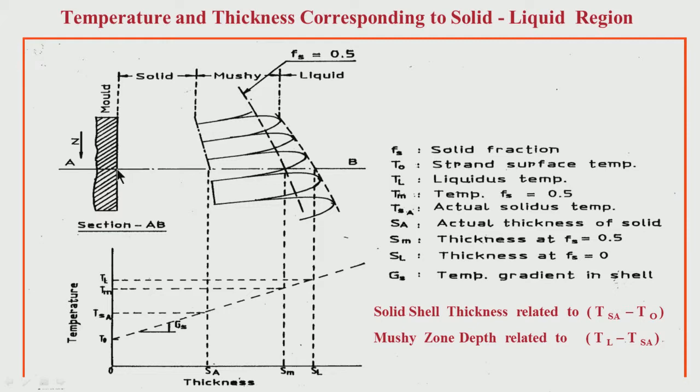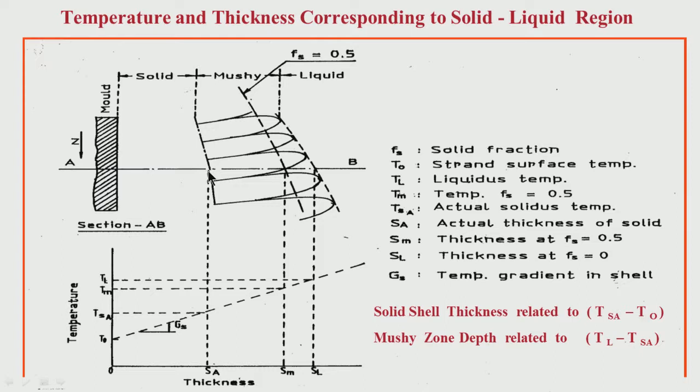Since this temperature is more or less constant, because it is the surface temperature, it depends on the temperature of the mold, or when it has come out of the mold it depends on the secondary cooling. So we can assume that this is a more or less constant temperature. The liquidus temperature depends on the particular grade but is not very much affected by segregation. You know the liquidus for a particular grade, but because of segregation the actual solidus temperature is suppressed.